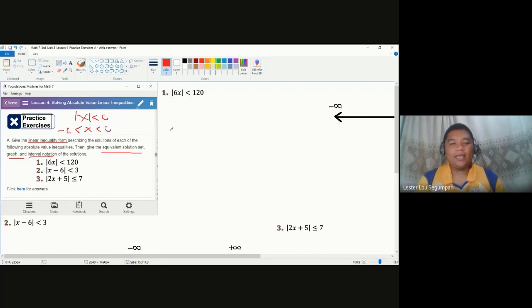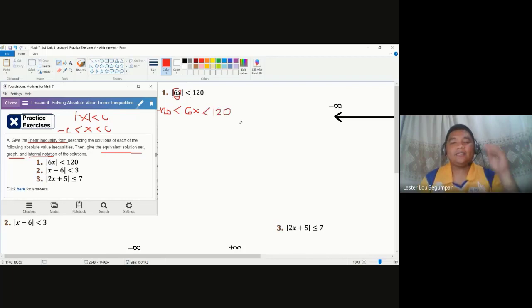Okay. So let's apply it for number one. In number one, our quantity inside the absolute value notation is 6x. So do not just simply say x and so on. We were lucky in the previous videos that we only had the variable inside our absolute value notation. But since we do have here a numerical coefficient not equal to 1, we are going to take the whole quantity. That would mean 6x is greater than the negative of 120 but less than positive 120.